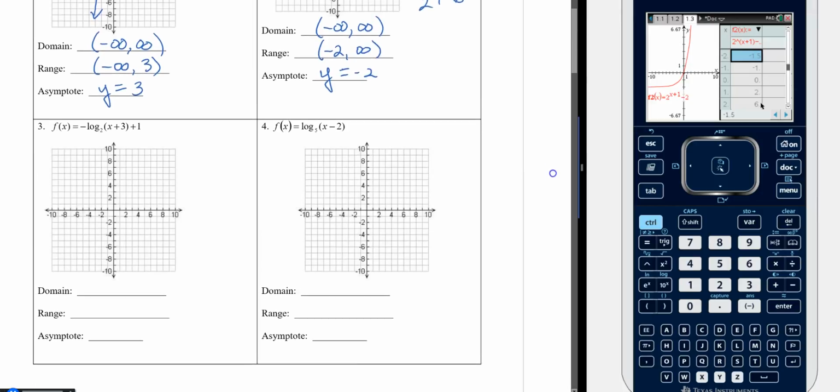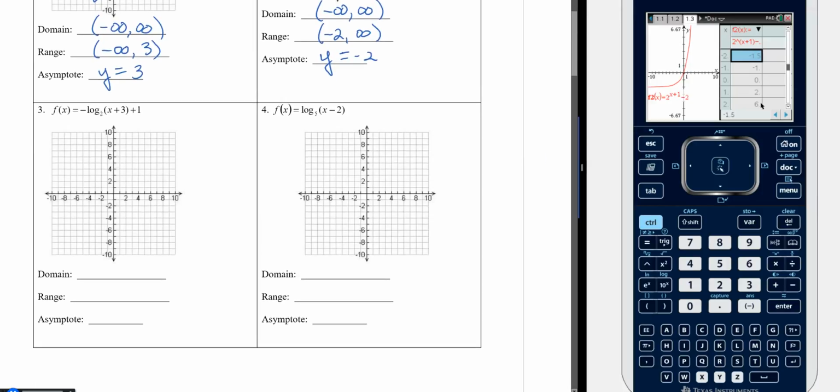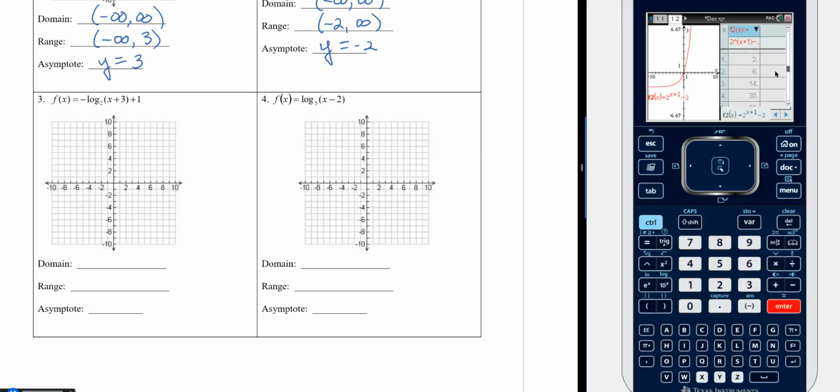Looking at number 3, 3 and 4, we have logarithms. The way we did these in class was we actually graphed the inverse of that function and then plotted those points. So what we're going to do to get a better table is we're going to find the inverse of number 3 very quickly.